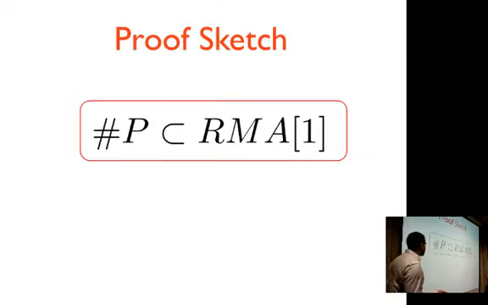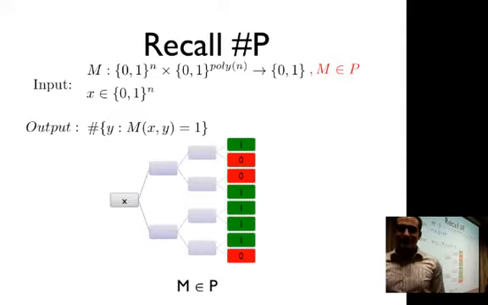Okay, enough definitions, here's the proof. Has anybody not seen sharp P in this audience? Good. So sharp P, as you all know, we have a non-deterministic Turing machine. We have some input x, and we can take some non-deterministic choices, and we want to count the number of paths of this computation that accept, so the number of green boxes in this slide.